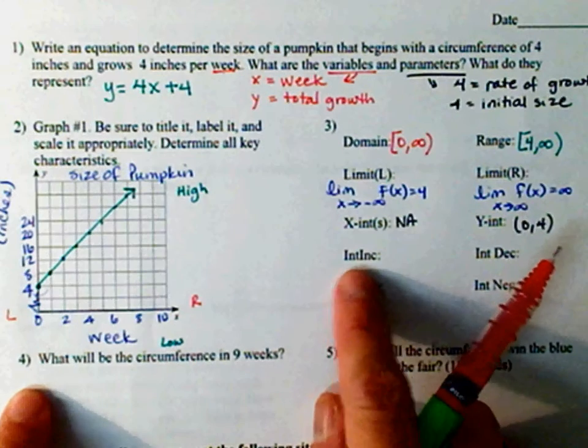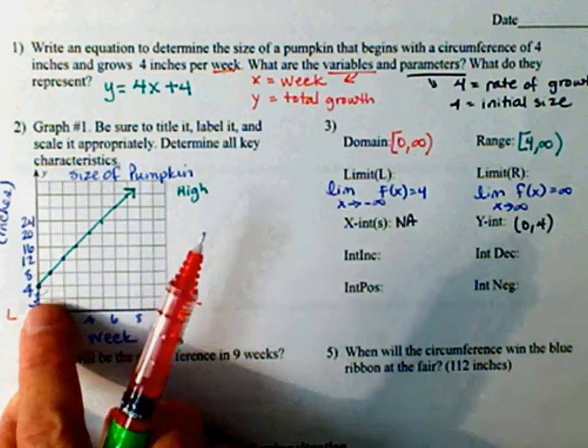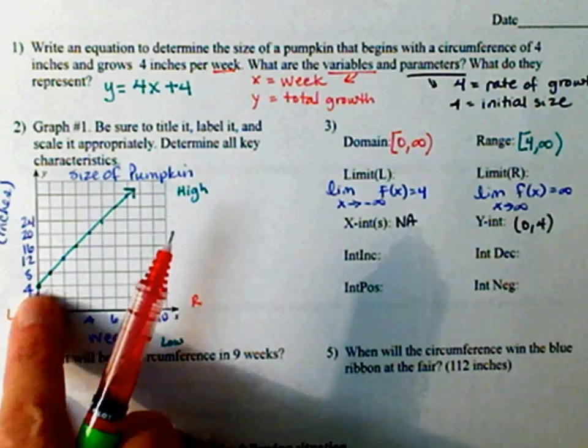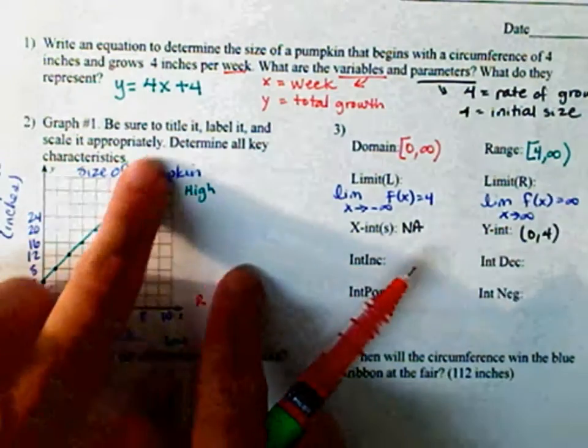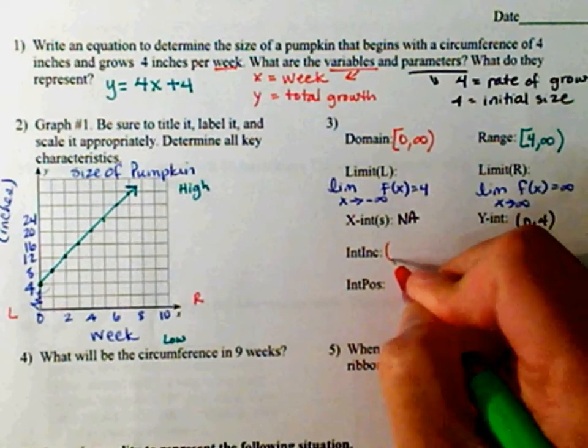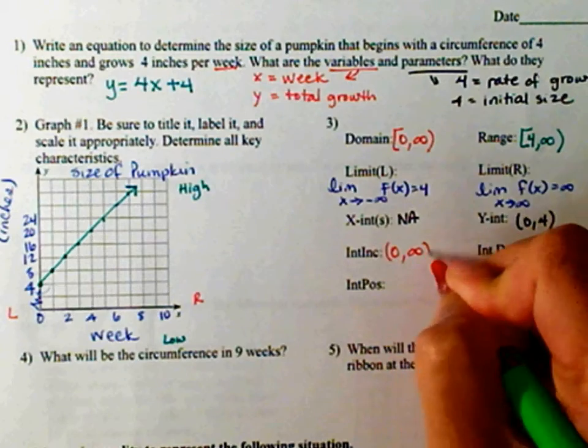Interval increasing. Well, let's take a look. Where do you see it increasing? Well, it starts increasing right here where your x is 0, and it continues on forever and ever. So it starts off at 0, continues on to infinity.